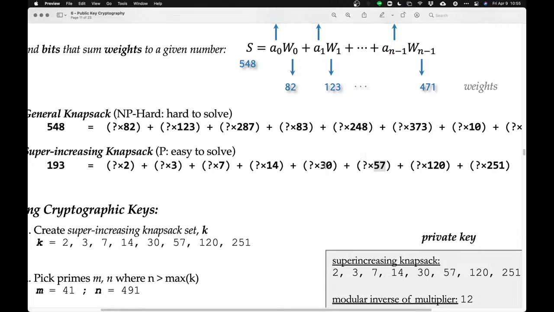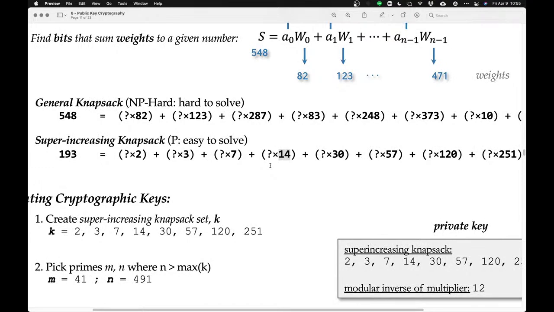Oh, 30 does not fit. So 14 fits. I'm going to circle the numbers that fit. Minus 14. This gives me 2. And then 2, right? So the numbers are 120, 57, 14, and 2. Was that easy? That was easy. I think a middle schooler could solve this problem. Maybe an elementary schooler could solve the problem.